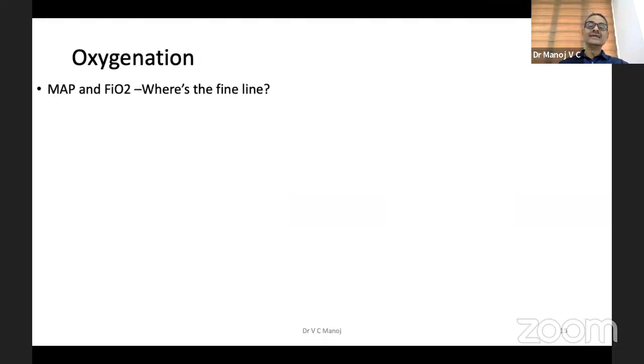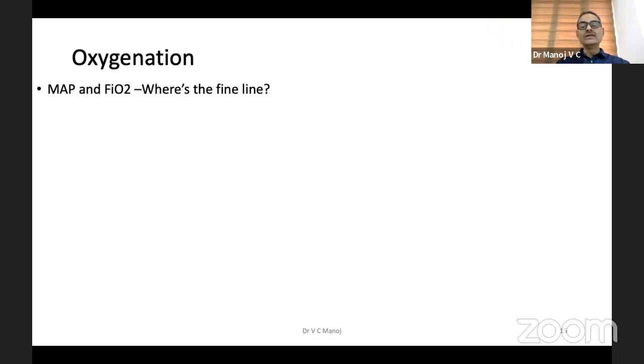Let's first discuss a bit about oxygenation. Oxygenation, I said, is determined by MAP and FiO2. FiO2 is of course very simple. You increase it and oxygenation improves, and then you reduce it when the oxygen percentage required is less. Mean airway pressure is the button that you play around with.